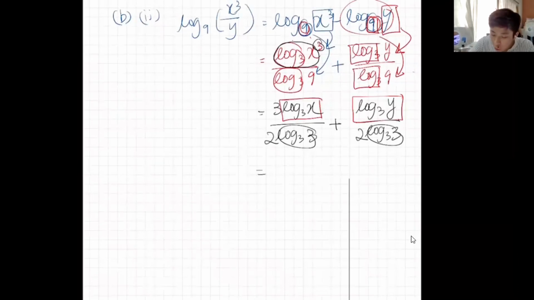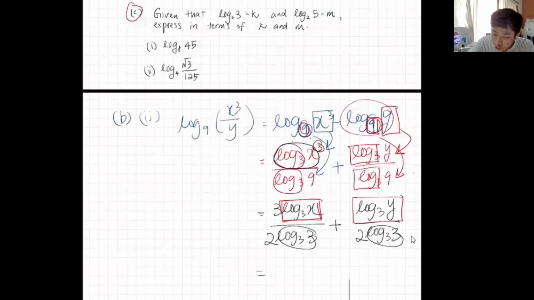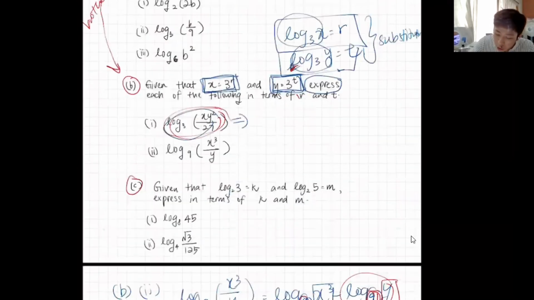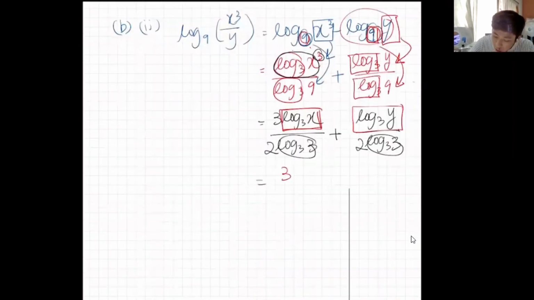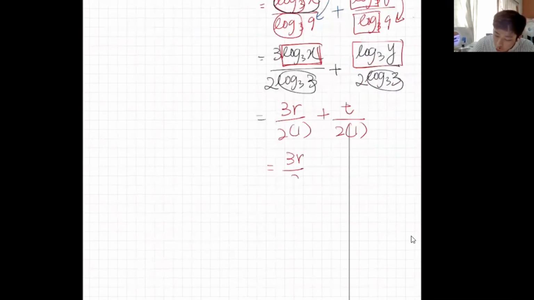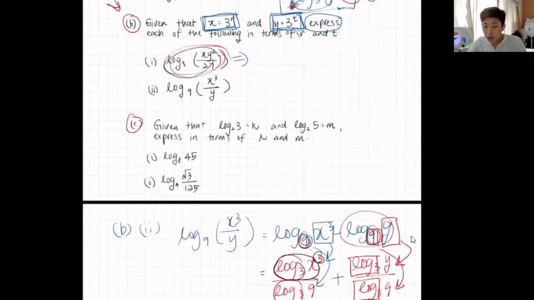So when I want to substitute this one, with what? What is log base 3x? You remember, we have worked out log base 3x is r, log base 3y is t. So log base 3x will give you 3r over 2 times 1, because log base 3 of 3 is 1, plus 3t over 2 times 1 also, because log base 3 of 3 is 1 again. So what you get is 3r over 2 plus t over 2. Or if you want to combine them, since they have the same denominator, you combine them to become 3r plus t over 2. Read back the question. Are you answering the question?